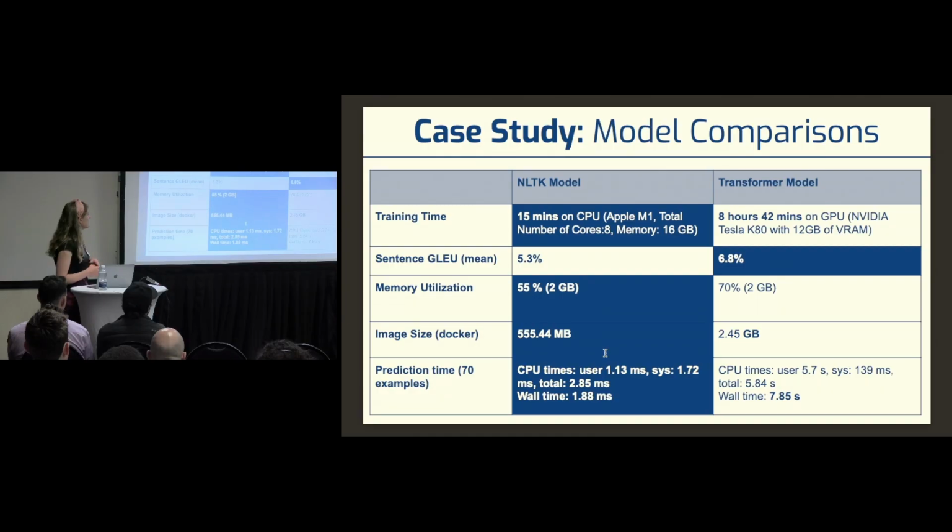If you look at memory utilization, again, the statistical model is a lot better when you consider the 20 gigs of memory that you're allowed to use. And of course, it's much smaller. So you're going from 500 megs to 2.4 gigs for this implementation. And if you're looking at prediction time on 70 of those examples, it's a lot faster on CPU compared to the transformer implementation. So there's a lot to be gained from utilizing something different. Again, it depends on your use case and what you're interested in, but it is worth considering.